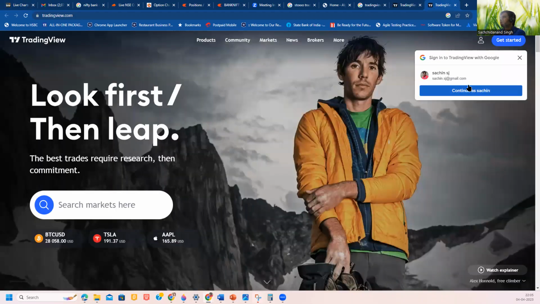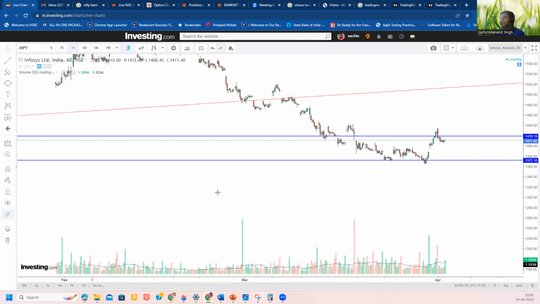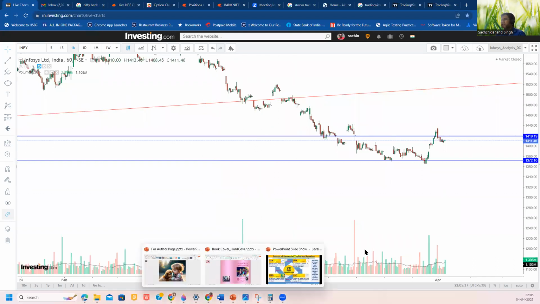Okay, looks like I need to log in. As of now, I don't want to create any account in TradingView. That's fine. Okay, screeners.in. Not a problem. You can use whatever you like, but I mostly use investing.com. I can have a separate session on investing.com, where I find the analysis is very easy.